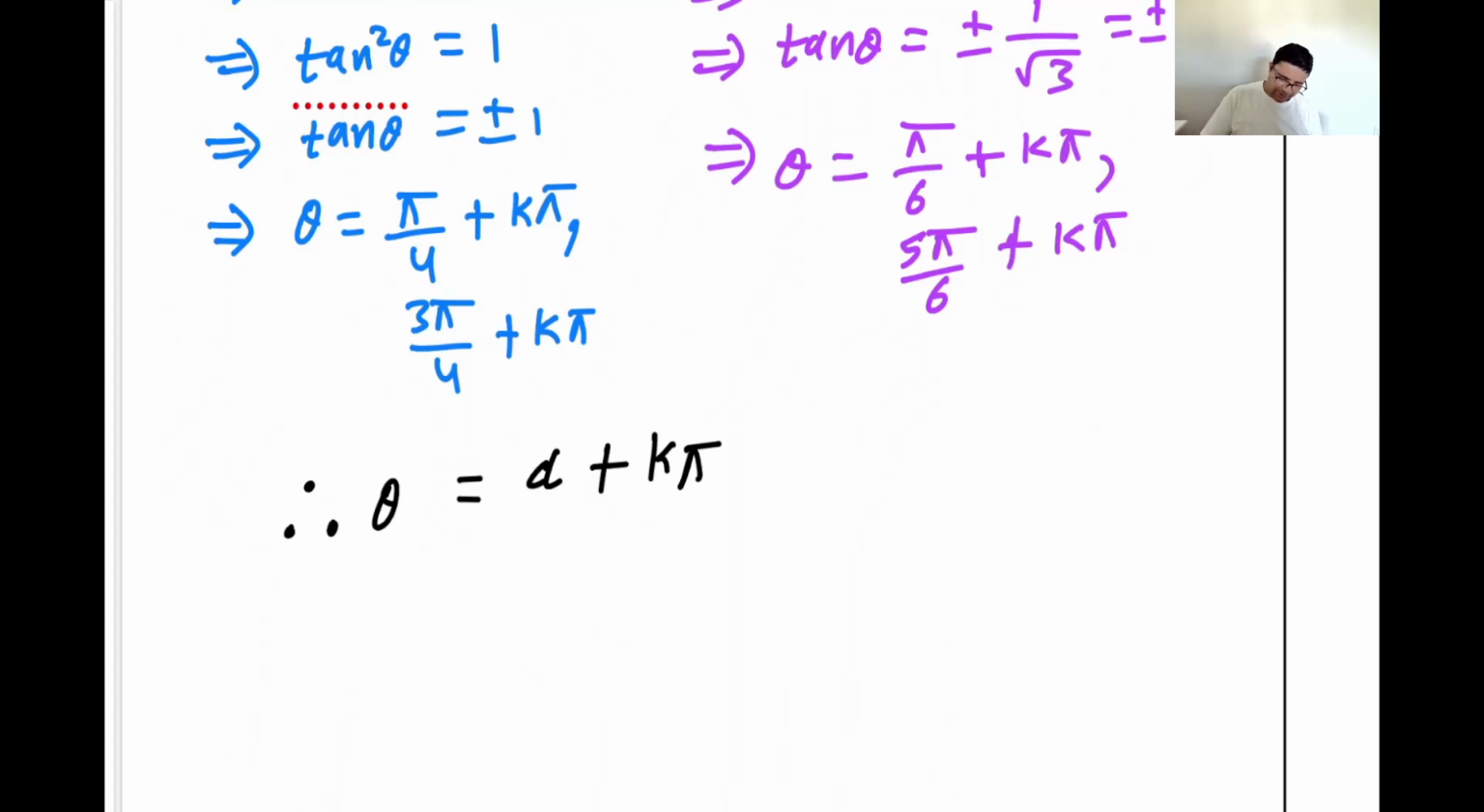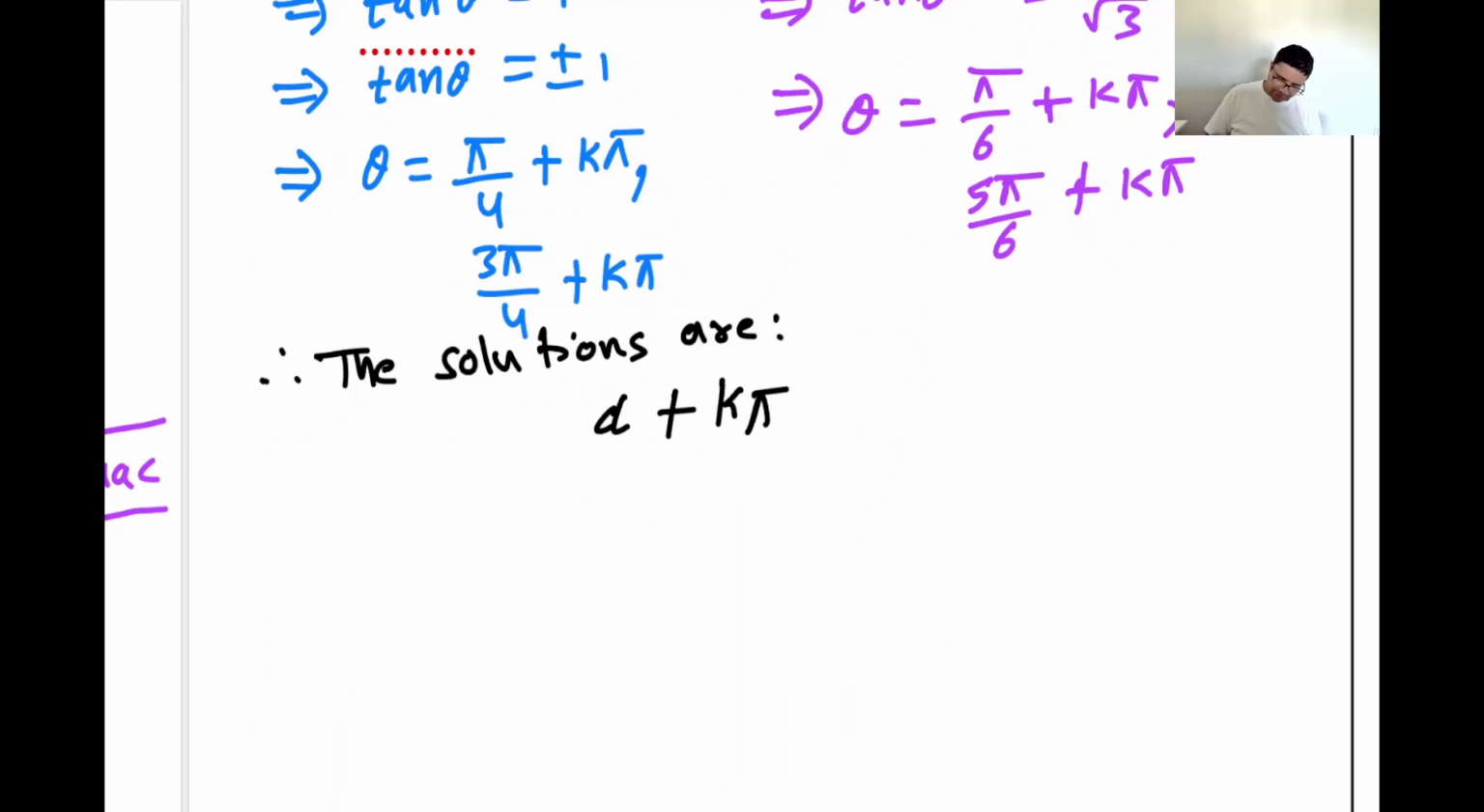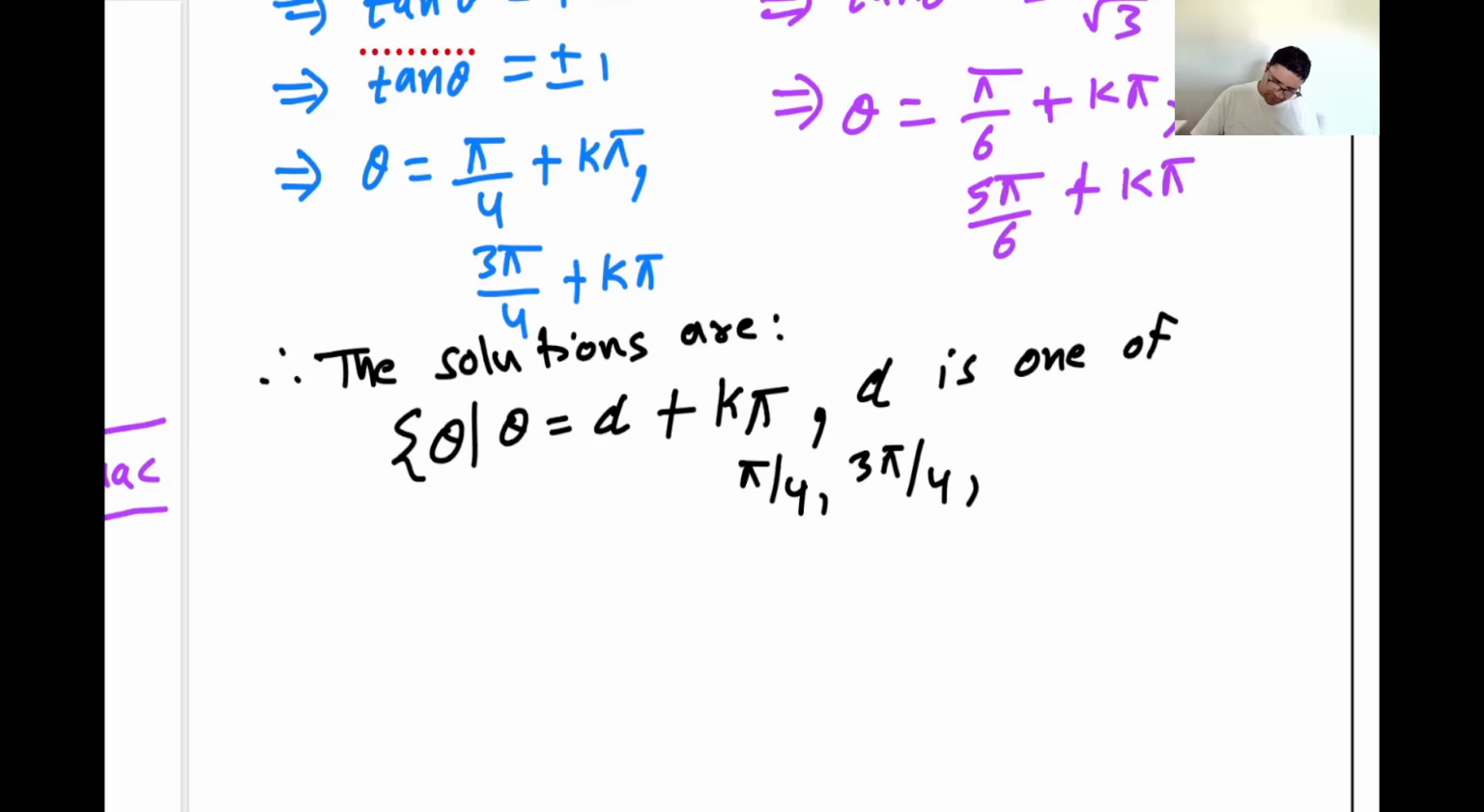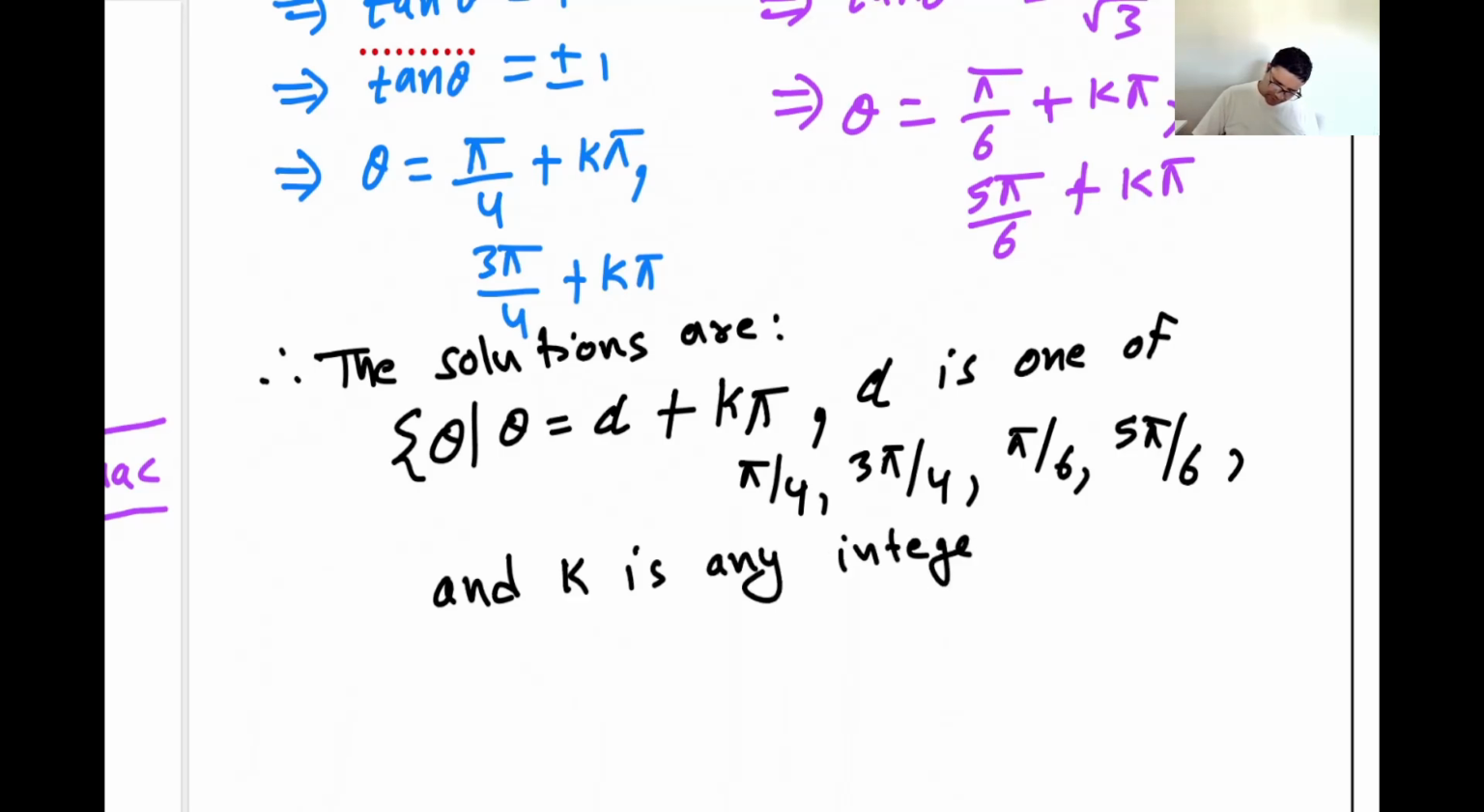Solutions are, let me write it in the set builder notation. I'll write here, therefore the solutions are theta such that theta equals alpha plus k pi, where alpha is one of pi over 4, 3 pi over 4, pi over 6, or 5 pi over 6, and k is any integer.